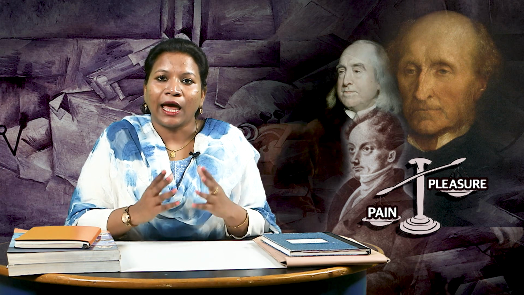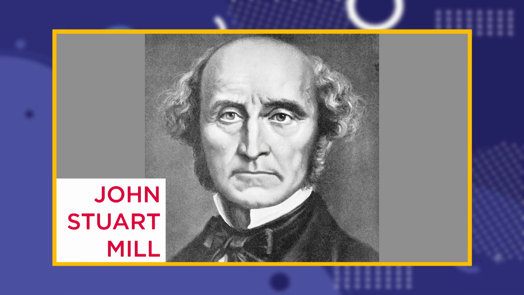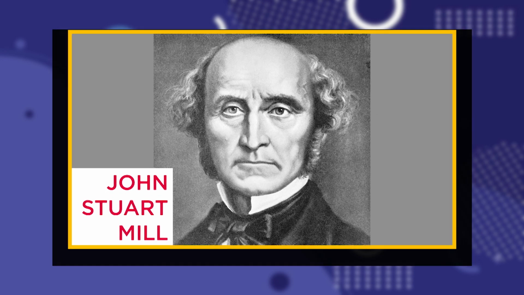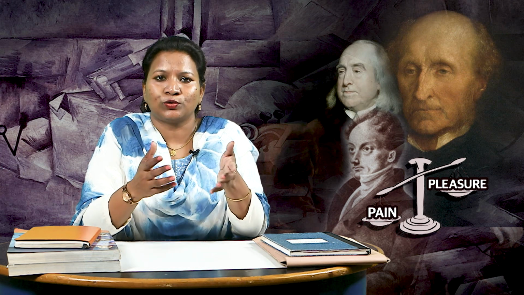With respect to freedom of thought and expression, Mill was an absolutist who believed there should be no constraints at all on individuals. Mill would give 4 reasons of utility for his free speech absolutism. Firstly, he argued that the majority need not always be right, and therefore their opinion, even if deeply held to be true, need not be true. Hence, suppression of minority opinions can lead to society being denied access to true opinions and benefit from it.